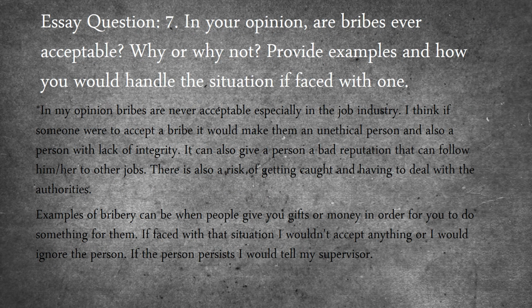In my opinion, bribes are never acceptable, especially in the job industry. I think if someone were to accept a bribe, it would make them an unethical person, also a person with lack of integrity. It can also give a person a bad reputation that can follow him or her to other jobs. There is also risk of getting caught and having to deal with the authorities.